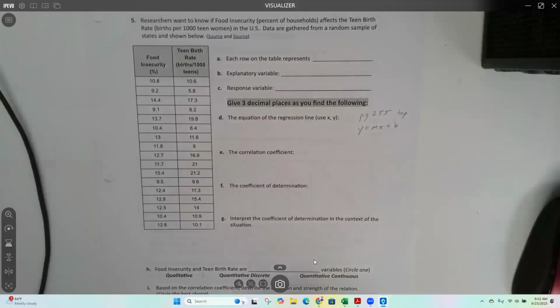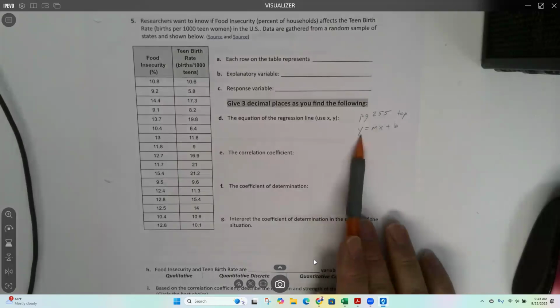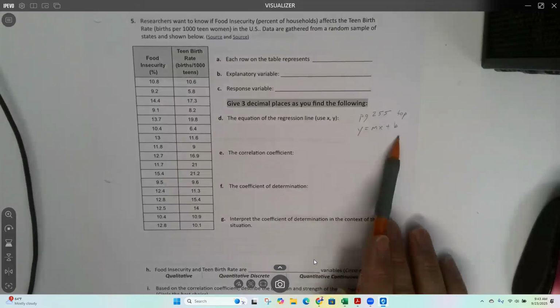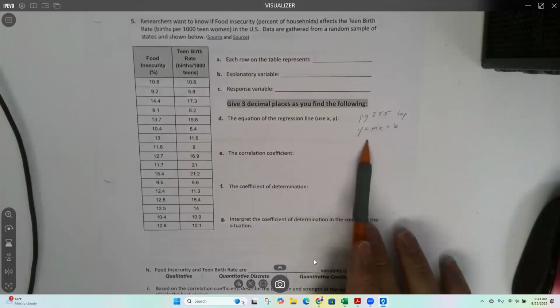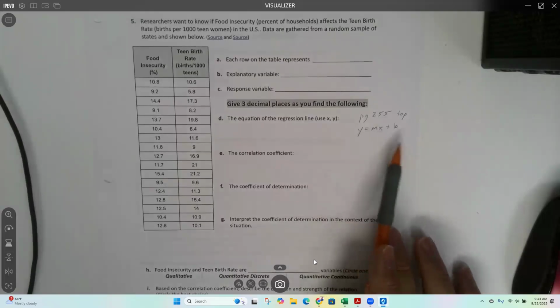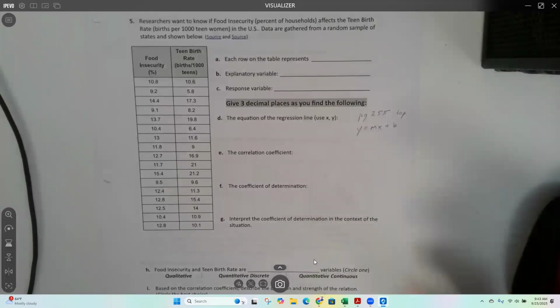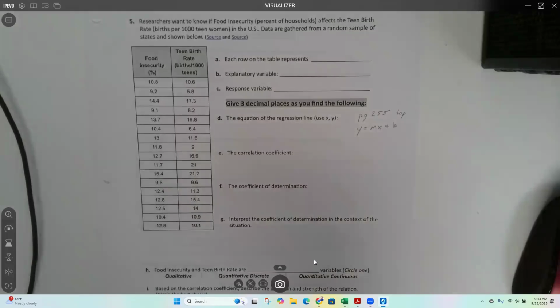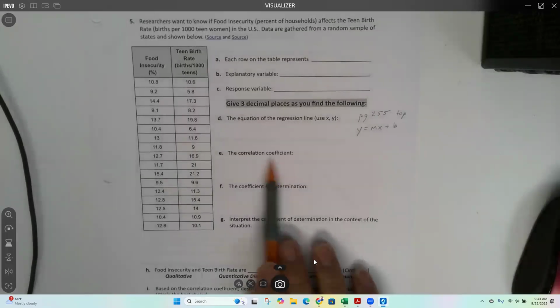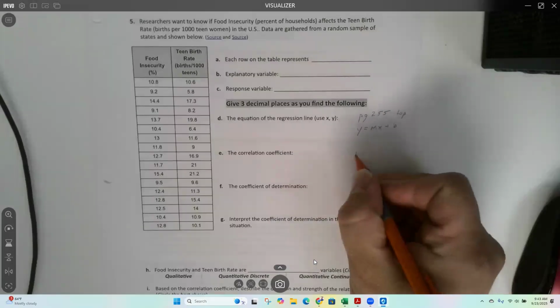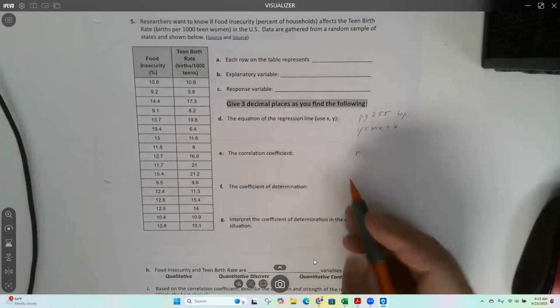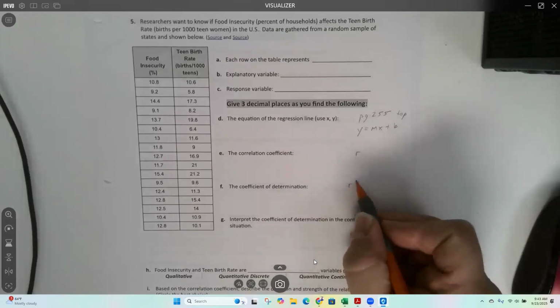Anyway, StatCrunch is going to give it to you in the other order. That's fine. You can write y equals b plus mx. I'm fine with that. Either way is good. But anyway, the correlation coefficient, that's going to be r, okay? And the coefficient of determination is r squared.